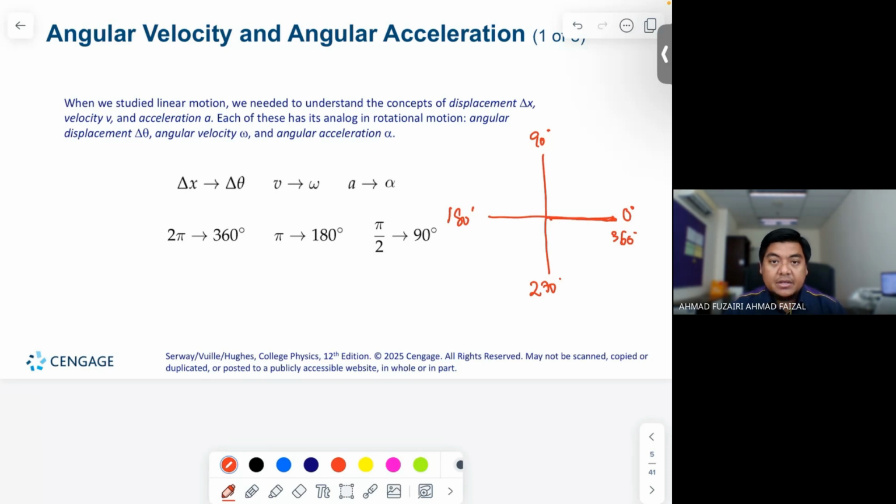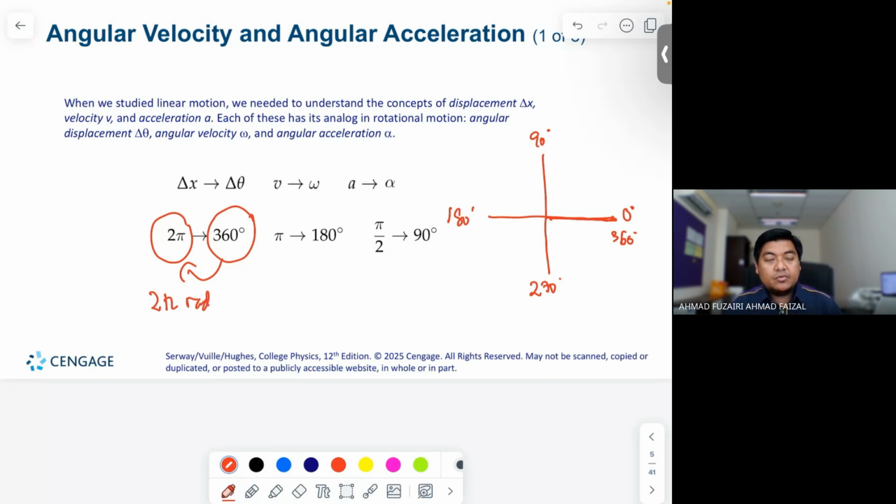Angle in degrees. As you know, when you talk about angle, it can also relate to the term radian. For example, 360 degrees is equivalent to 2 pi radian.